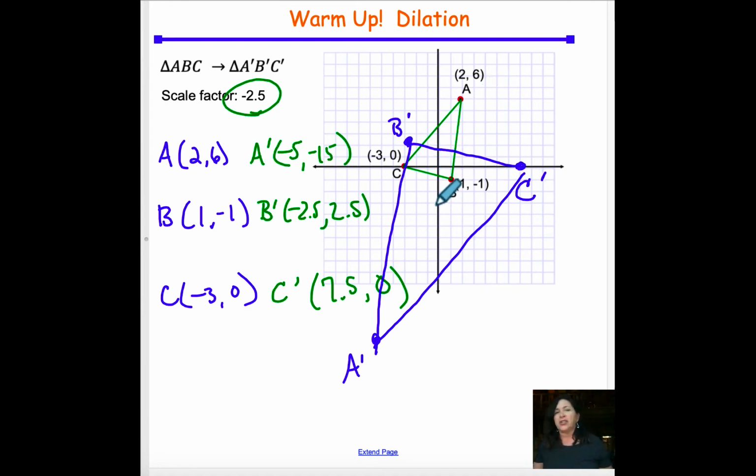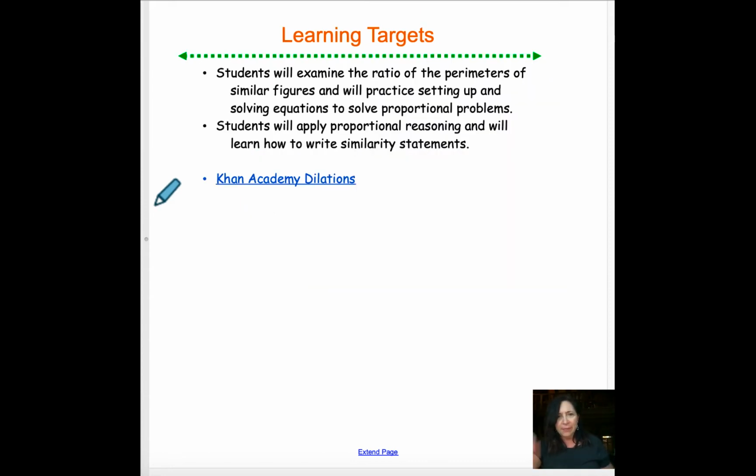So what I wanted you to do is discuss in your groups how that would happen. What is the negative sign? What kind of an effect does it have on my graph? So we'll be talking about that later.